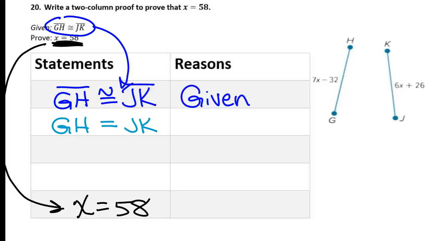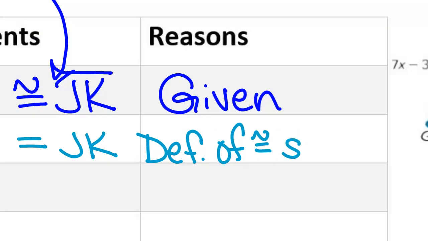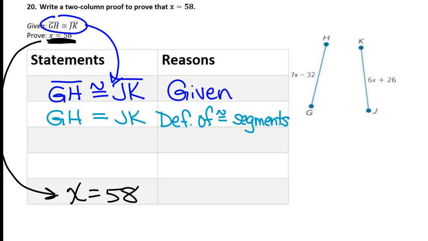Here, what's that bar mean again? Means segment. I have a segment congruent to another segment. Down here, I want to say that means they have equal measurements. Why can I say that? That's exactly correct. Definition of congruent segments. All right, we got the equal sign in there.